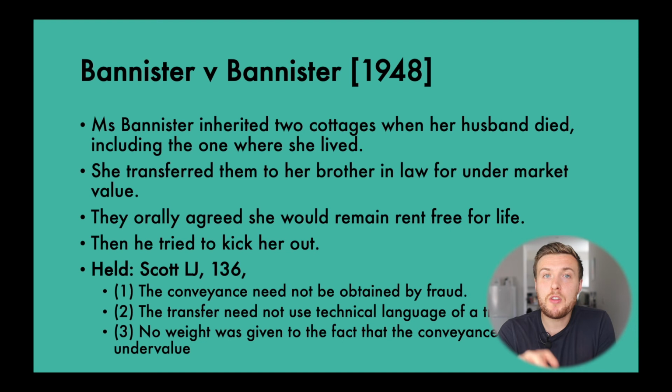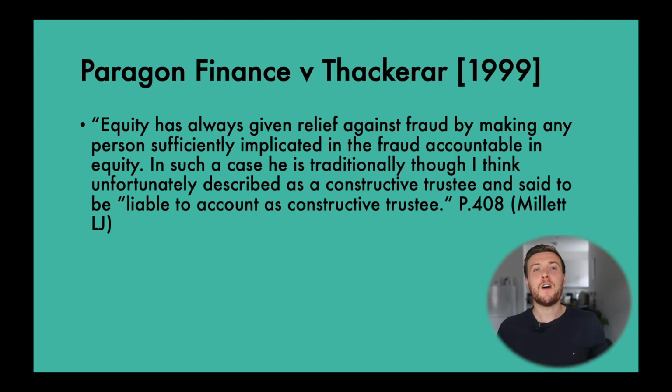And now the court held that the brother-in-law held the cottage on a constructive trust for Miss Bannister, who held a life interest in the property and could remain there rent-free. It was said that Miss Bannister only agreed to sell the property at an undervalue because of the undertaking that she could remain there, and it would be fraudulent of the brother-in-law to insist on the absolute character of the conveyance to defeat Miss Bannister's life interest. So there was a trust of land despite it not having satisfied the requirements of Section 53(1)(b) of the Law of Property Act 1925.